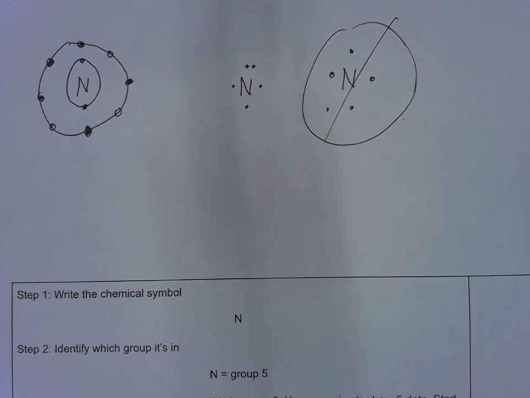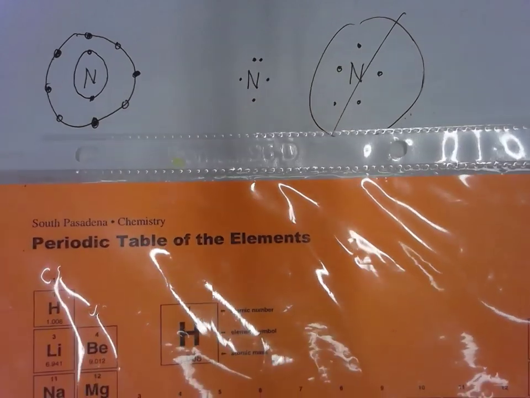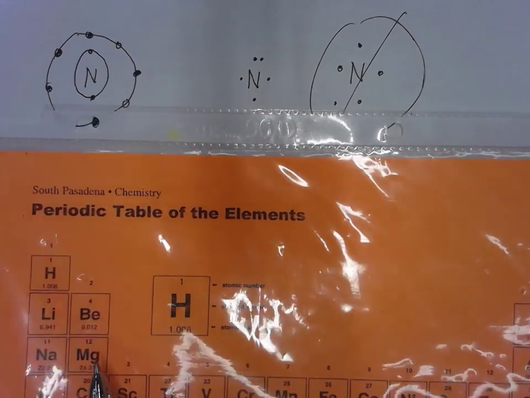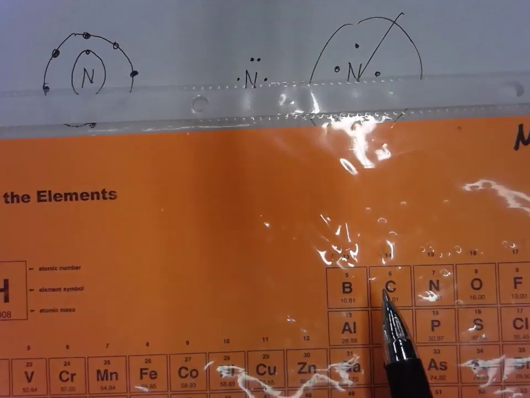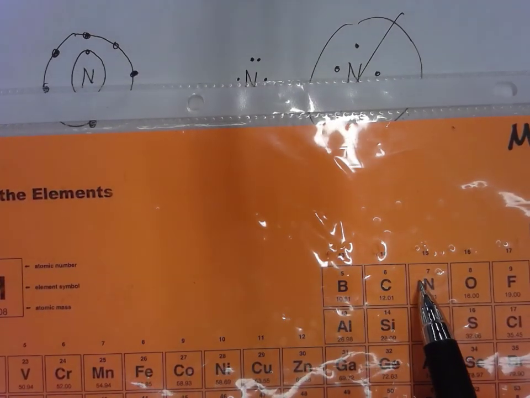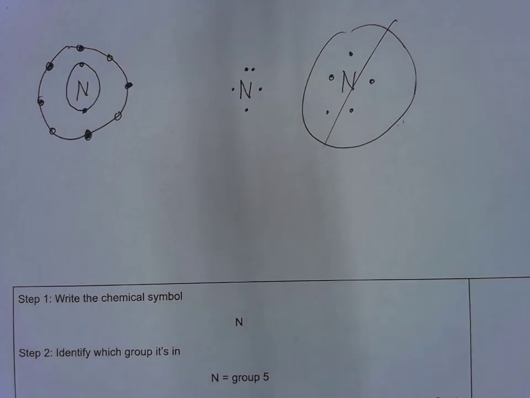Step 2, identify which group it's in. N is in group 5. Again, let's count. Group 1, group 2, skip the transition metals. Group 3, group 4, group 5. So go ahead and write that step.